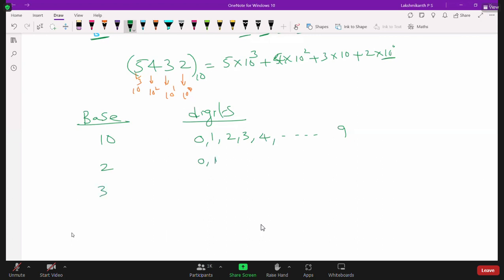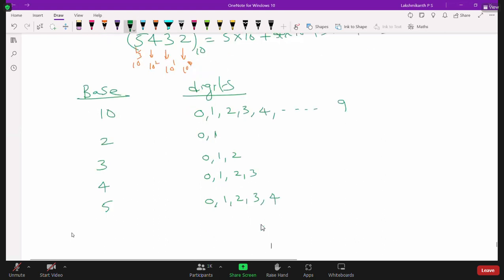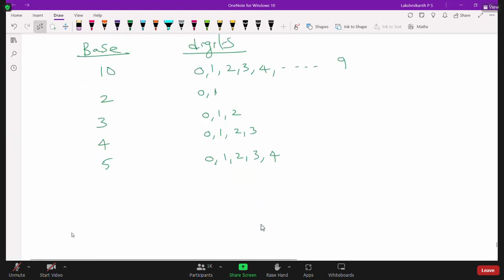If the base is 3, the digits are 0, 1, 2. If the base is 4, the digits are 0, 1, 2, 3. If the base is 5, the digits are 0, 1, 2, 3, and 4. These are the valid digits. When the base is 10, digits are from 0 to 9. When the base is 2, digits are 0 and 1. If the base is 2, we call that the binary number system. The computer cannot understand the decimal number system. It can understand only the binary number system.